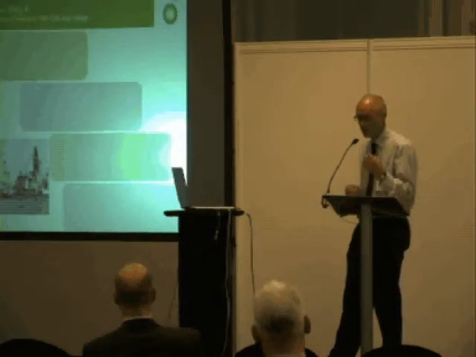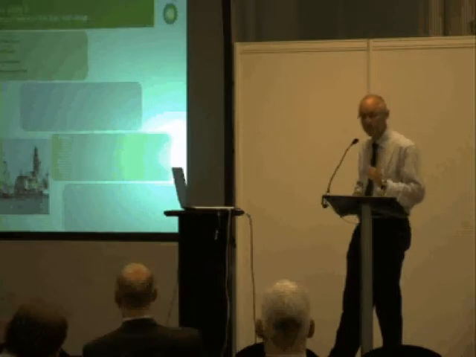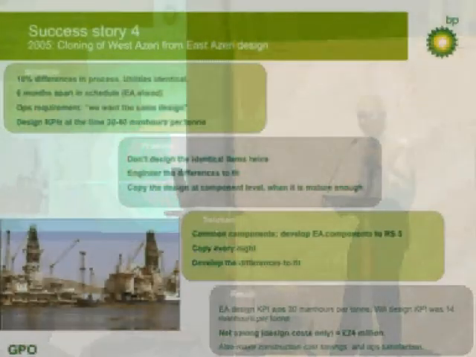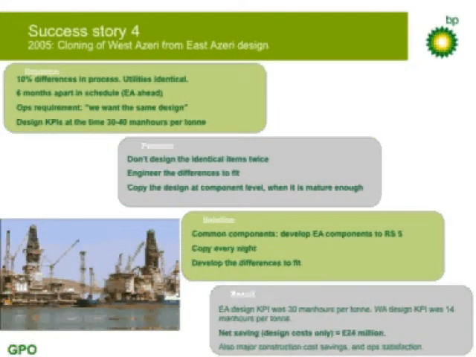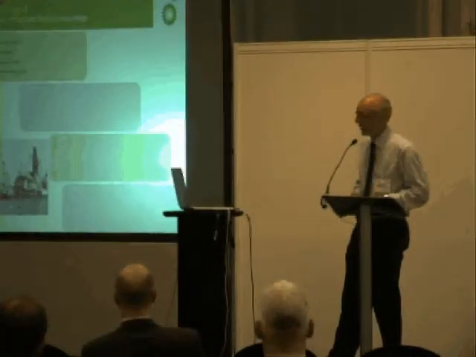So we decided what we would do. They're also 6 months apart in schedule, which is a huge benefit, by the way. And the operations group said, we want exactly the same design. And we said, well, you can't have that because they're slightly different in their process plant. And they said, okay, we want it as the same as possible then, please. The norm for design is about 30 to 40 man-hours a ton, roughly that. Just remember that number for a while. And a man-hour is about £100 cost at the moment in the oil and gas industry.